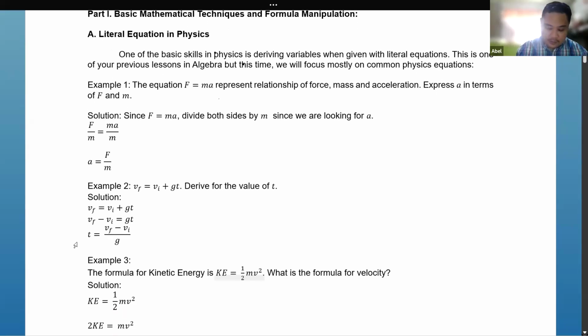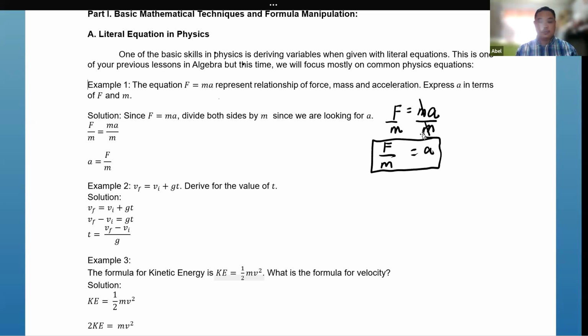So let's now look at our first example. The equation F equals ma, the relationship of force, mass, and acceleration. Express a in terms of force and mass. So from here, we have force equals mass times acceleration, and we're looking for the acceleration. We need to isolate the a, and so what we're going to do here is divide both sides by mass. And so acceleration now is equal to force over mass. Actually, this is your basic algebra.